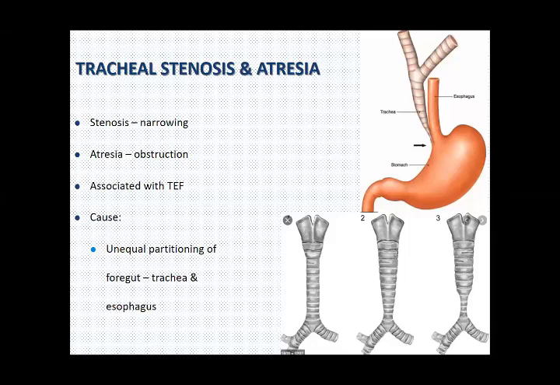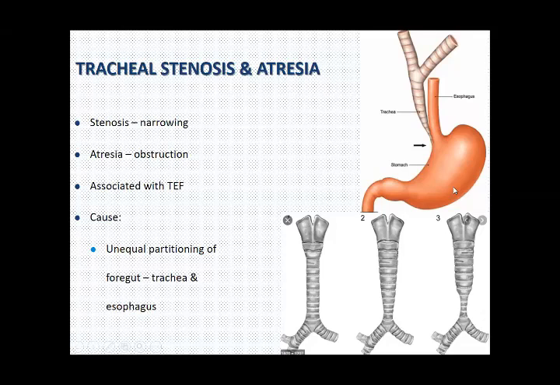एक चीज और है, tracheal stenosis या tracheal atresia। Stenosis is simply narrowing। ये atresia जो है वो तो obstruction है ना, complete obstruction। ये देखिए, ठीक है, this is also associated with tracheoesophageal fistula। This is part of the tracheoesophageal fistula। अब ये क्यों develop होता है?